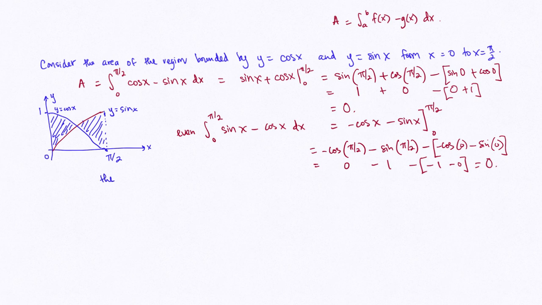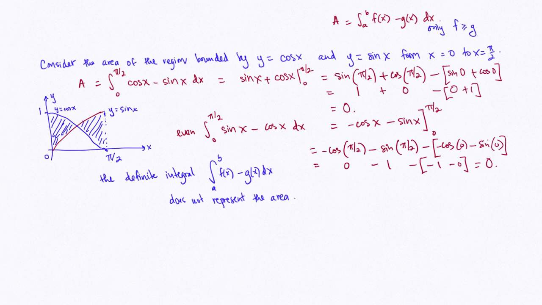What this shows is that the definite integral does not represent the area of the bounded regions between the two curves. In order to use the definite integral to represent the area, we need to make sure that f is greater than or equal to g on the interval a comma b. If f is not the upper curve and g is not the lower curve on the interval a comma b, then we need to make sure to rewrite the definite integral so that on each integral, the integrand is the upper curve minus the lower curve.